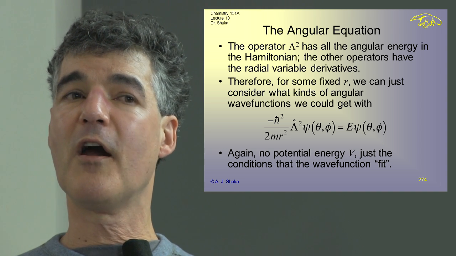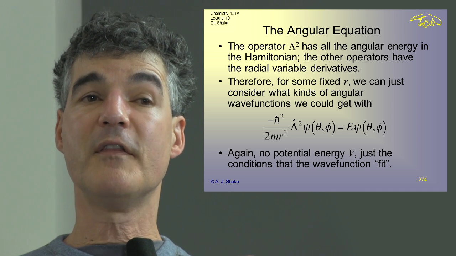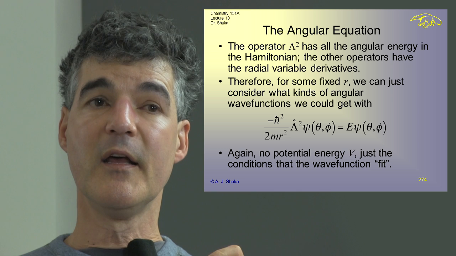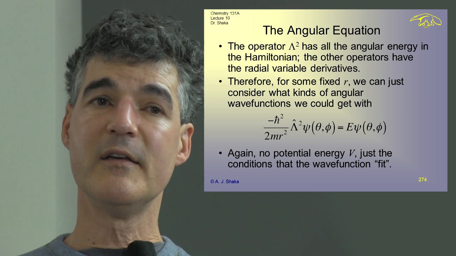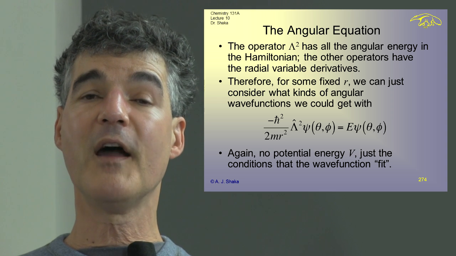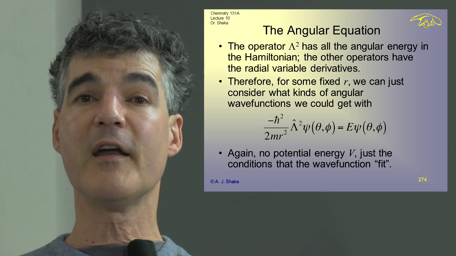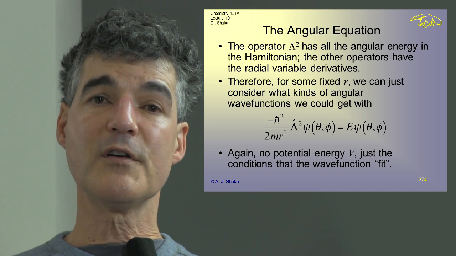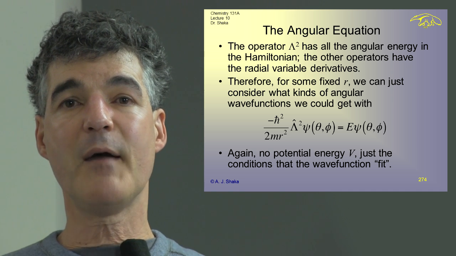So let's fix r, throw that out again, same way as we did with the particle on a ring, and now we've got this new equation to solve: minus h bar squared over 2mr squared times lambda squared on the wave function, which is a function of theta and phi, is equal to some energy times a function of theta and phi. And if we can find the wave functions that solve that eigenvalue equation and the eigenvalues, then we know the energy and we know the possible wave functions on a sphere. And of course, we expect that it's going to be quantized and so on, because it's a trapped thing again.